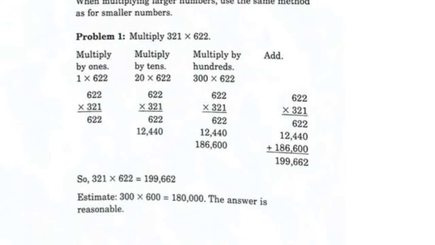So when you have problems, you're going to take 622 times 1, and you're going to get 622. Then you're going to take 622 times 20 and get 12,440. Then you're going to take 622 times 300, and you get 186,600. You add the three totals up, and you get a final answer of 199,622. If we do an estimate of 300 times 600, we get 180,000 for an answer, so it is reasonable.